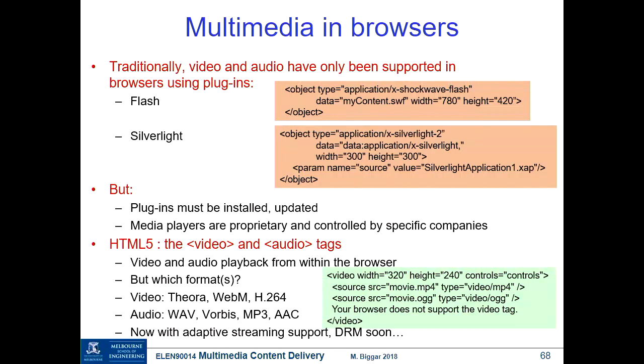And there is a similar range of audio formats, from just WAV files, which are PCM, to Vorbis. I don't think we talked about this one either, but it's an open source audio coding system, and you're familiar with MP3 and AAC, of course. HTML continues to evolve. It's now supporting adaptive streaming, presumably with DASH, and DRM, digital rights management, is coming. I don't think that's available yet either.